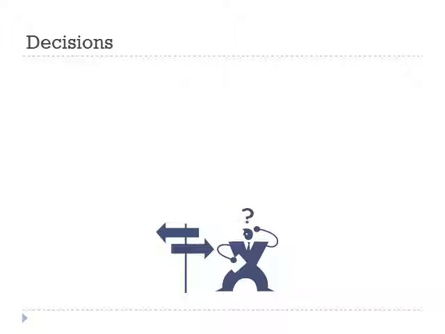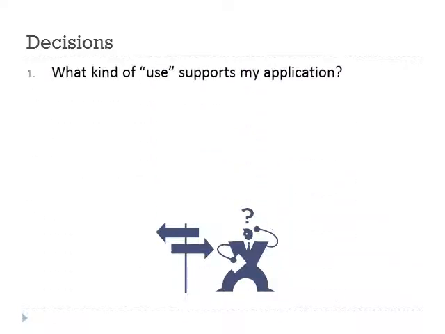Okay, so before you go to the USPTO website, you've got to make some decisions. First, what kind of use supports your application? Are you filing based on intent to use, or are you filing based on past use? And this is a pretty easy decision. I mean, if you've used the mark in commerce already, you're filing based on past use. If you haven't used the mark, then you're filing an intent to use.